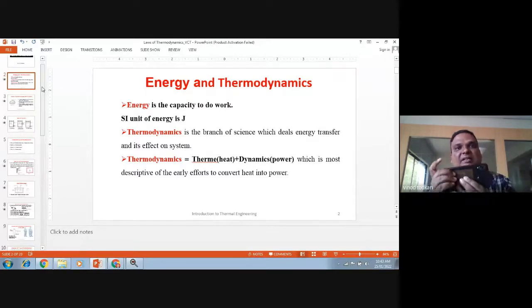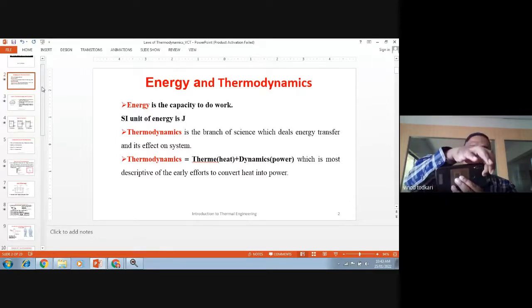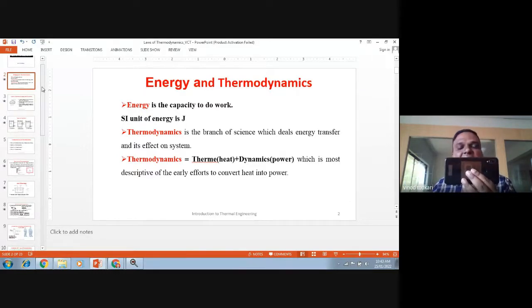Similarly, if the temperature at this point is, let's say, 25 degrees Celsius and at this point is also 25 degrees Celsius, will the heat move? No. We can say that this body is in thermal equilibrium, or this system is in thermal equilibrium.